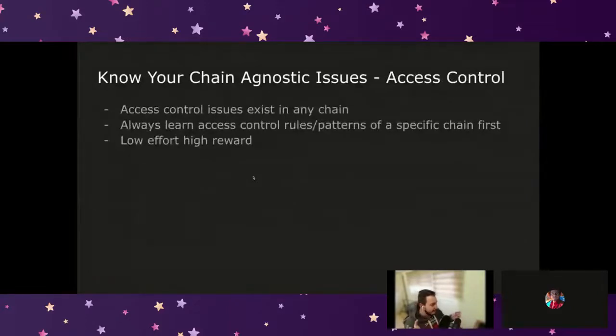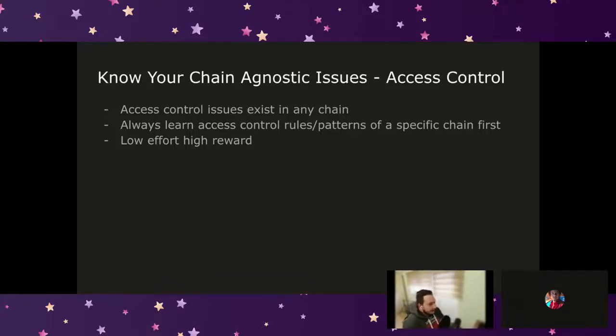So, know your chain-agnostic issues: access control. Access control issues exist in any chain. Again, the bug class is chain-agnostic, but in every single chain, access control is obviously different. But I still put it under chain-agnostic issues because the bug type overall exists in every single chain, and it's super low effort and high reward. When you go into learning Near, let's say I want to start auditing Near smart contracts, just learn the access control patterns first. That's super low effort, high reward.